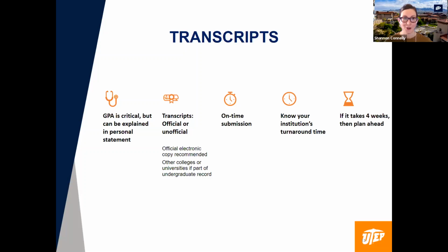You're going to need to have good grades and a high GPA, but it can be explained in the personal statement. Whenever there are weaknesses, remember that it's a holistic application process, and the reviewer is going to be looking, even if they are doing so quickly, at your entire application. So if you're worried about your GPA, try to explain it, address that, take it head on in your statement. And make sure you give yourself enough time ahead of the application deadlines to request those transcripts. Know your institution's turnaround time and plan ahead.